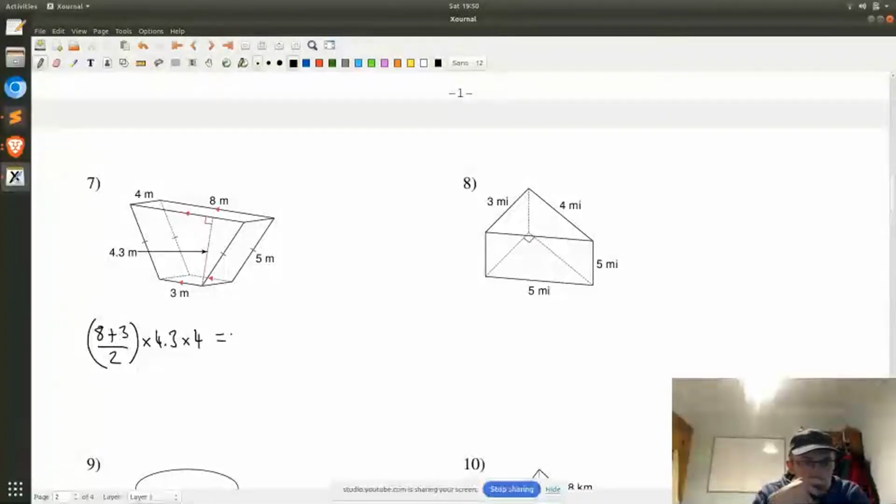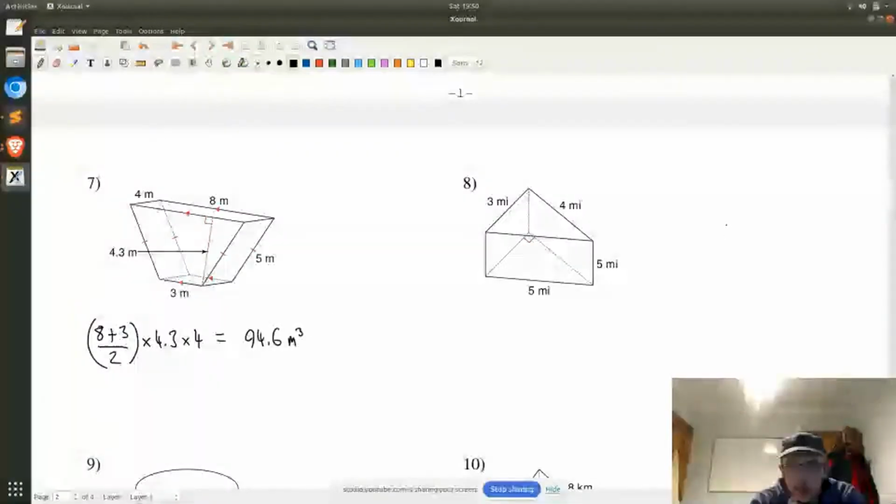So, just do 4.3, multiply it by 11 to get 47.3. And then times that by 2. 47.3 times 2 is 94.6. There's that many cubic meters.